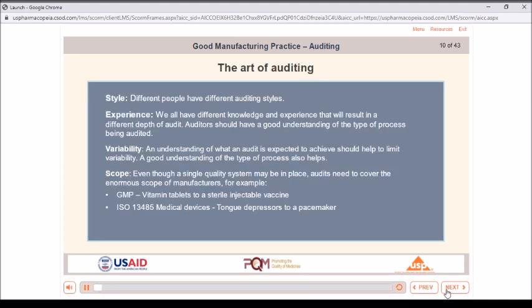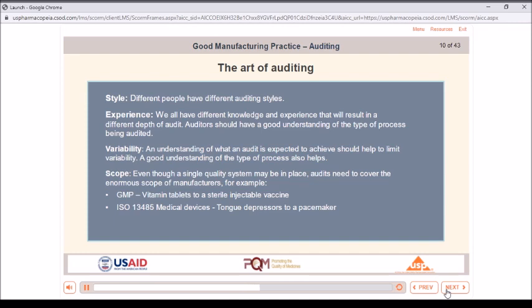The art of auditing. Style. Different people have different auditing styles. Experience. We all have different knowledge and experience that will result in a different depth of audit. Auditors should have a good understanding of the type of process being audited. Variability. An understanding of what an audit is expected to achieve should help to limit variability. A good understanding of the type of process also helps.